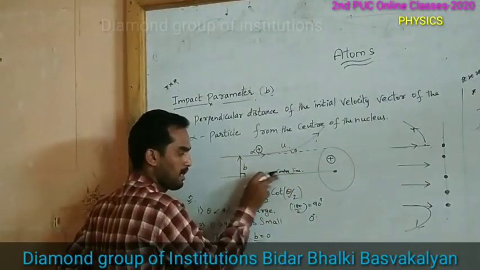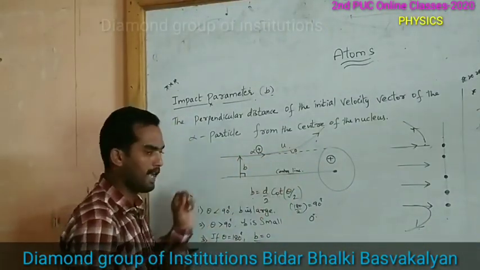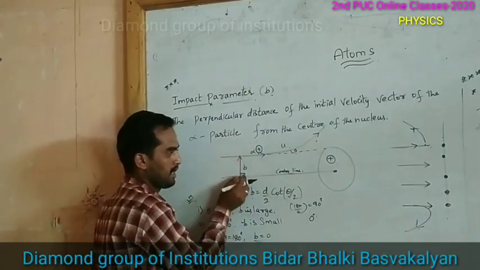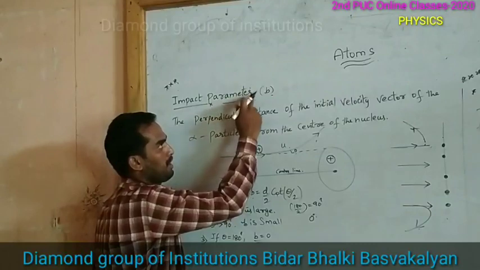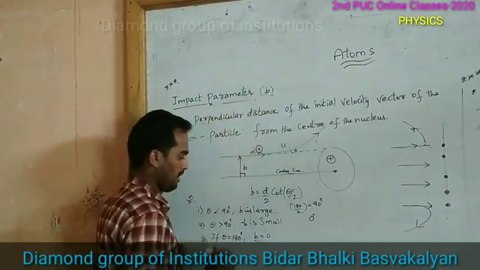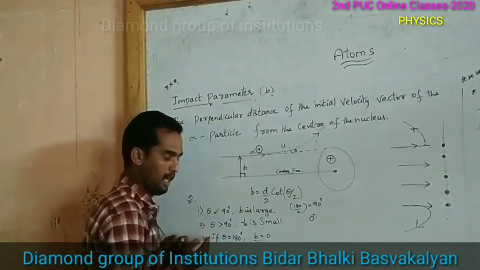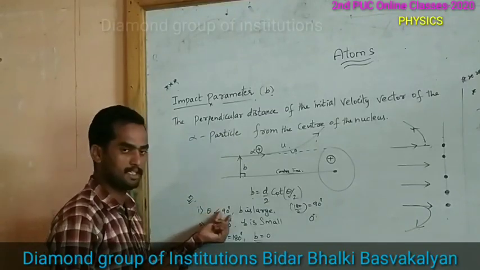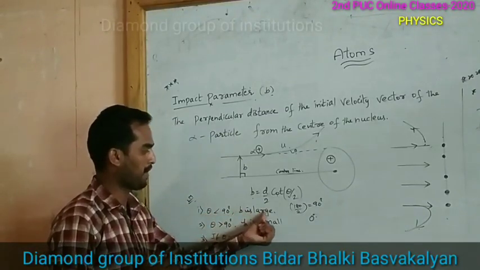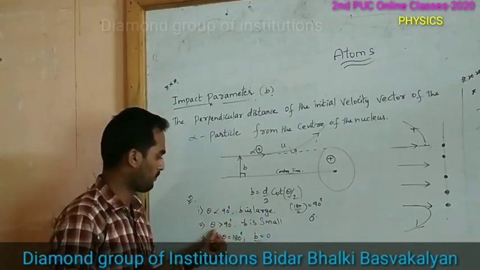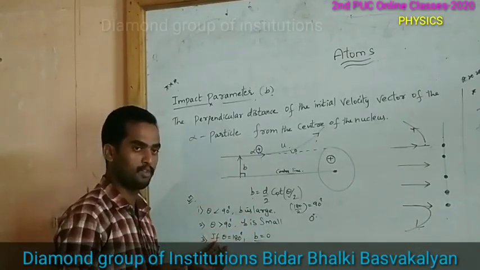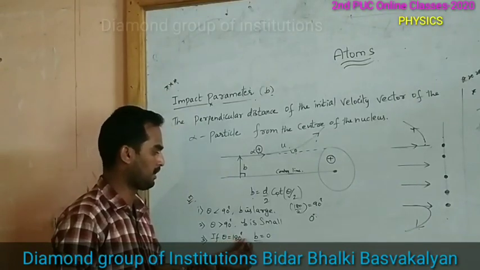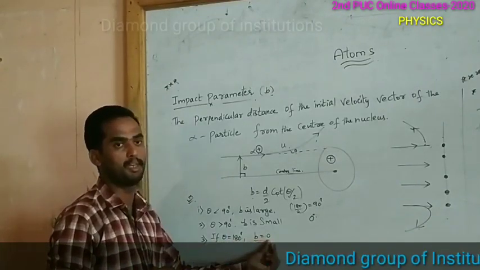Between the line along which the alpha particle is approaching with velocity and the center line of the nucleus, there is an angle, and the perpendicular distance is called what? Impact parameter. The symbol is b. If the angle of scattering is less than 90, the impact parameter is large. If theta is greater than 90, the impact parameter is small. If you take theta equal to 180 degrees, the impact parameter will be minimum, that is 0.